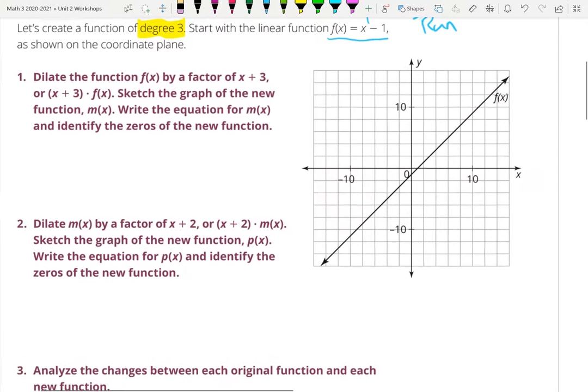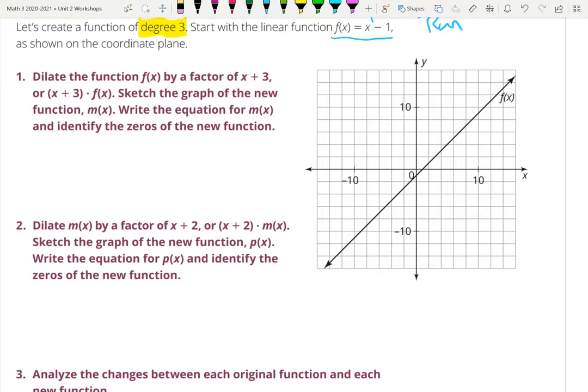Okay, so we're going to dilate the function by a factor of x plus 3. Remember, dilate essentially means we're going to be multiplying. So we're going to basically be taking x plus 3 and multiplying it by f of x. Our goal is to sketch the graph, and then we have to write the equation.